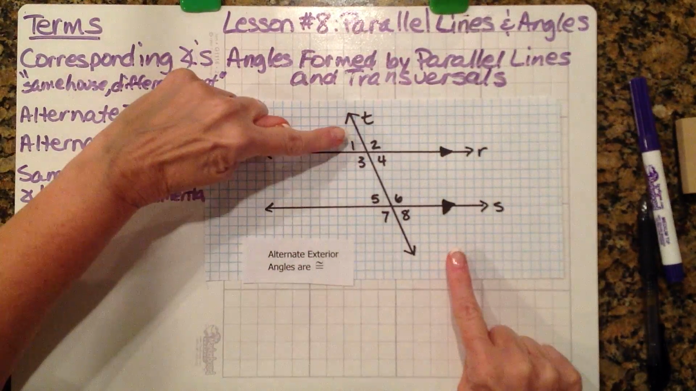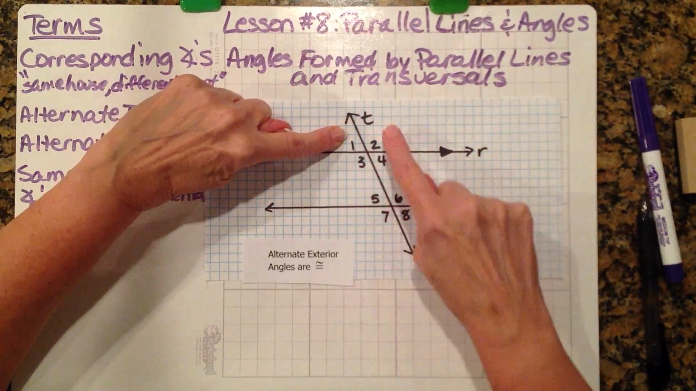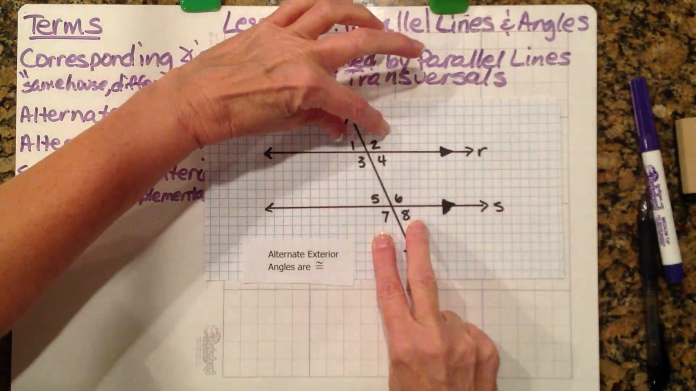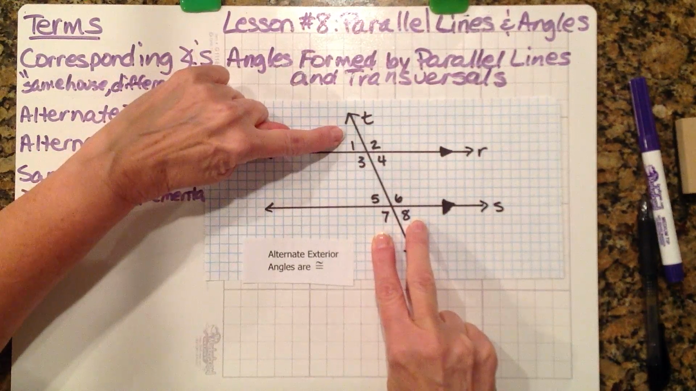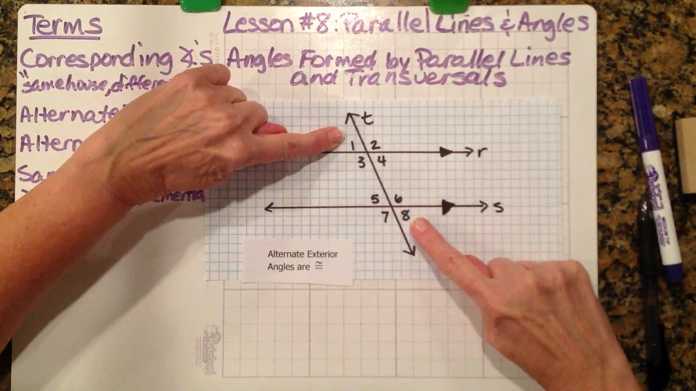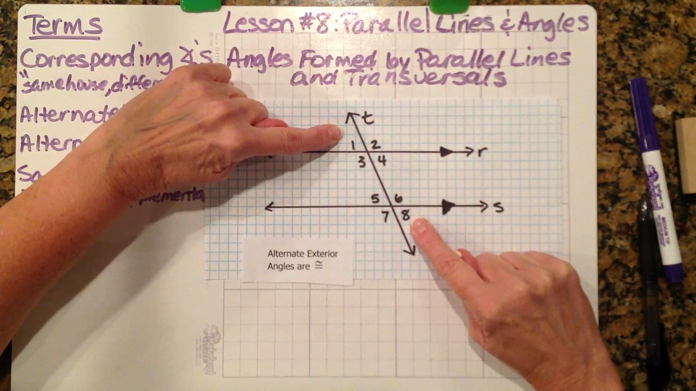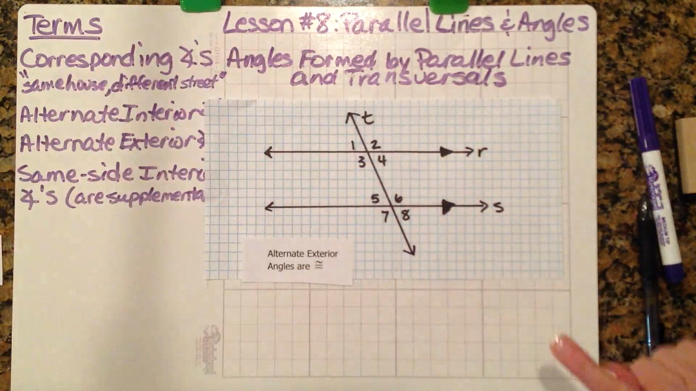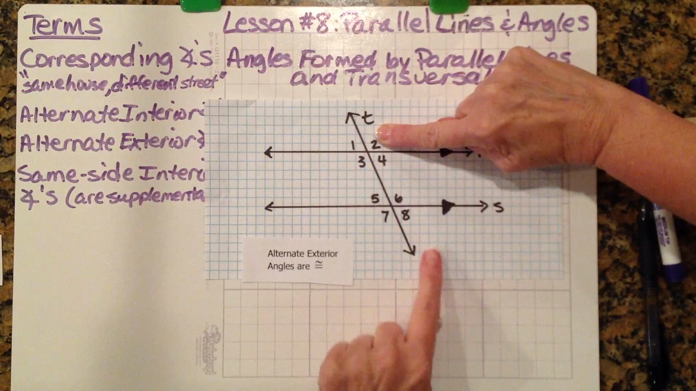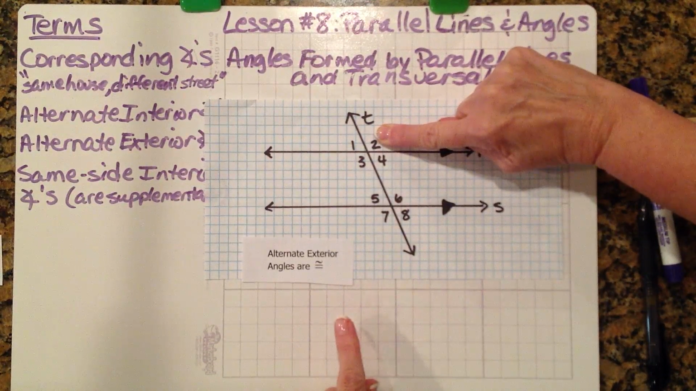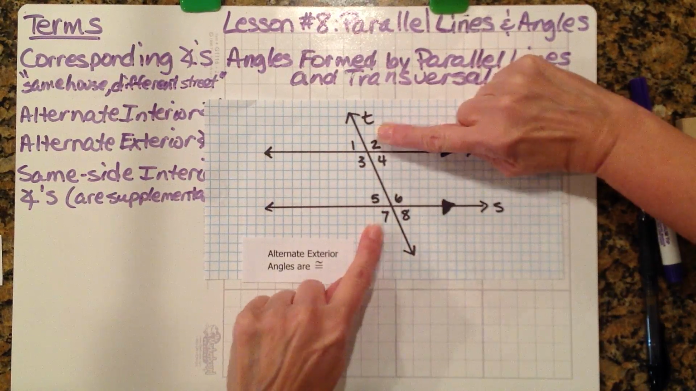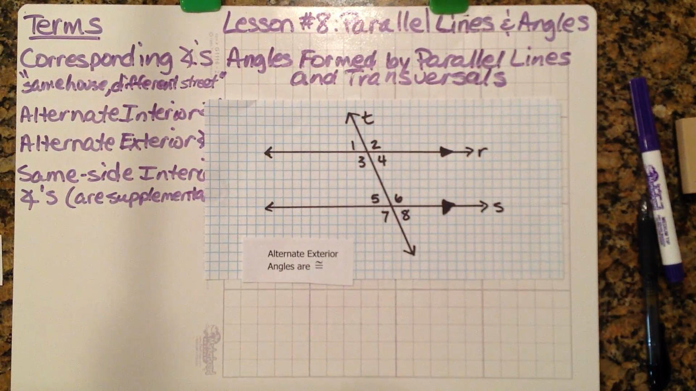So if I have angle 1 and 2 and 7 and 8, those are my exterior angles. So if I've got angle 1, which one is on the alternate side of the transversal? That would be angle 8. So 1 and 8 are congruent to each other. Okay, let's go over here. 2. Which one is on the exterior of our diagram on the alternate side of the transversal? It would be 7. So 2 and 7 are congruent to each other.